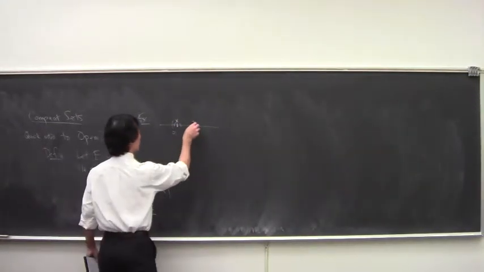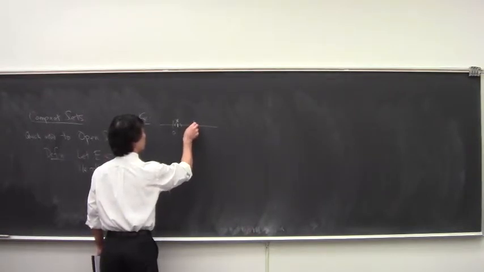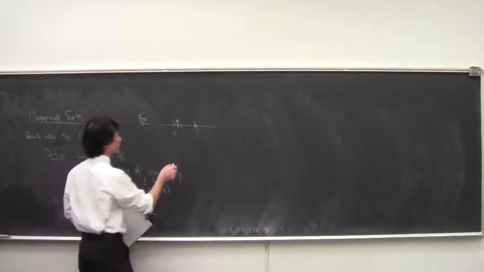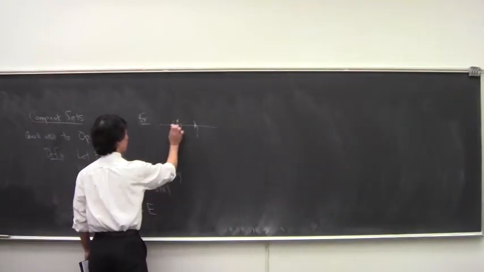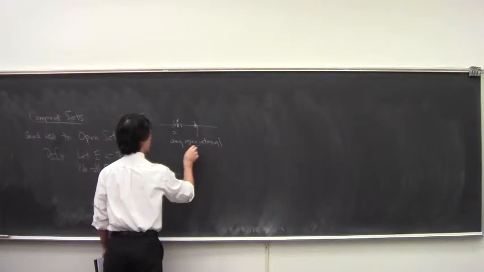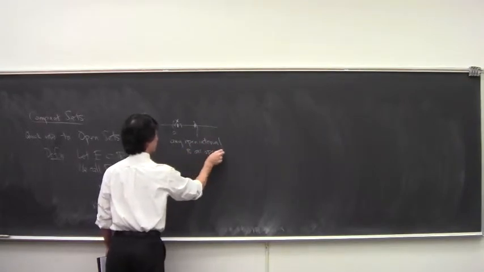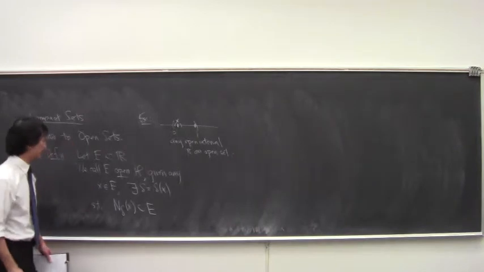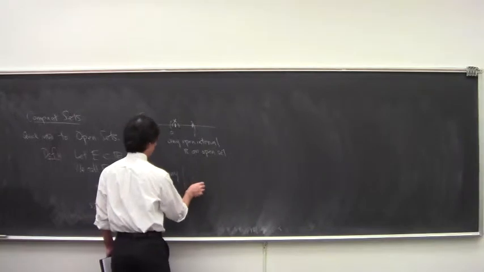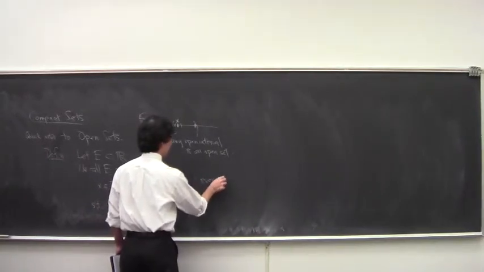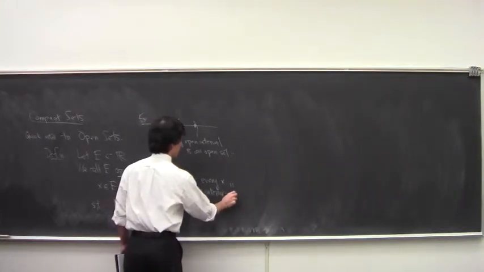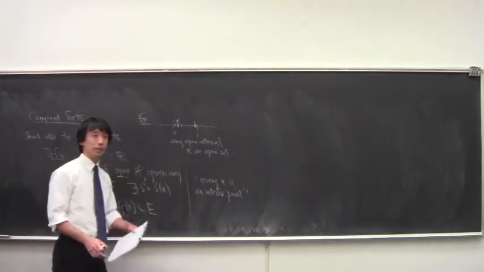Okay, and you see that you can do that for any point, right? Somebody gives you a point, you can find a delta neighborhood that's contained inside of it. So this is an open set. Any open interval is an open set. And this condition is also called: every x is an interior point.